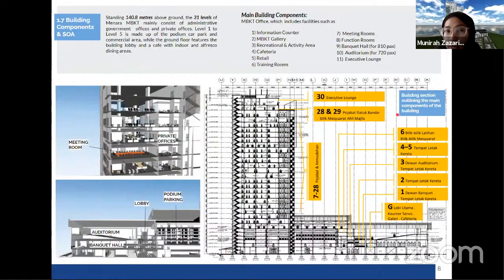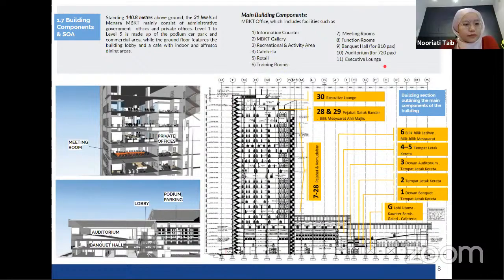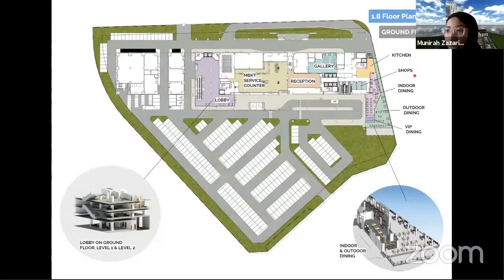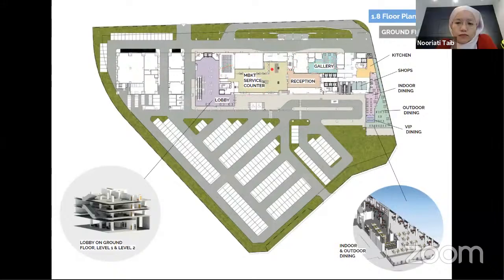Next, moving on to the SOA, the building has a total of 31 floors. Some of its key spaces are the MBKT Gallery, the Banquet Hall, the Auditorium, and the Executive Lounge. Next. On the ground floor are the areas dedicated to the public, such as the cafe, the gallery, shops, and the MBKT service counter. Next.